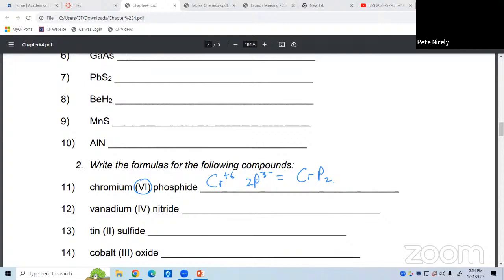Number 12, you have to cross multiply for that one. So in that case, it's going to be vanadium, this is 4, so that'll be a +4. And then the nitride would be -3. So yes, you're right. So basically you have to multiply this by 3, multiply this by 4. V3 and 4, exactly.